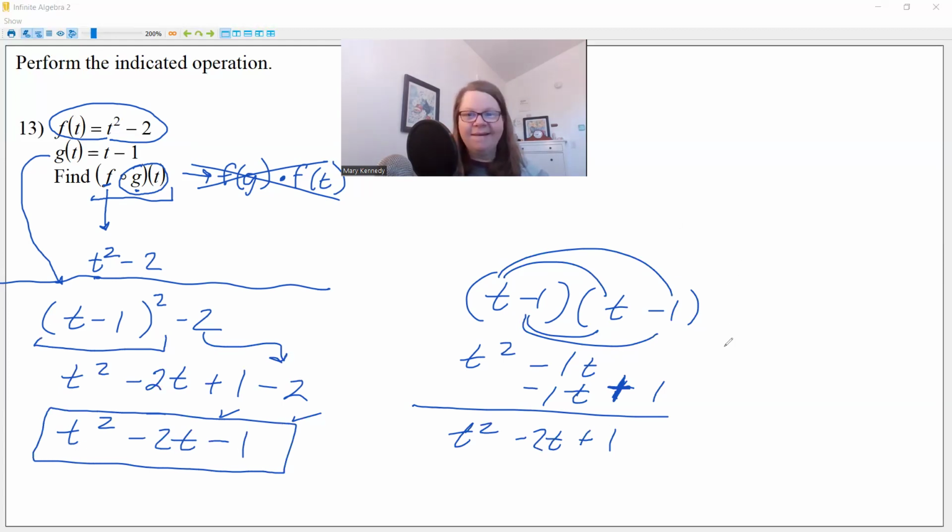Whew. Okay. It's not simple to do this composition, but I hope that helps you as you're doing more of them. See you next time.